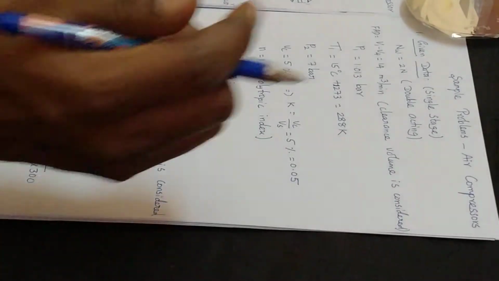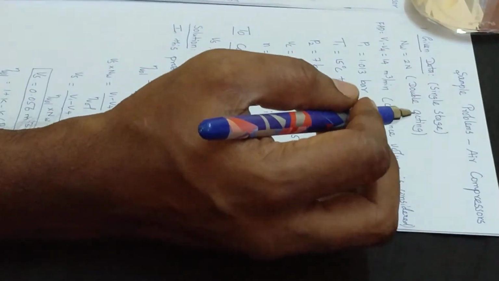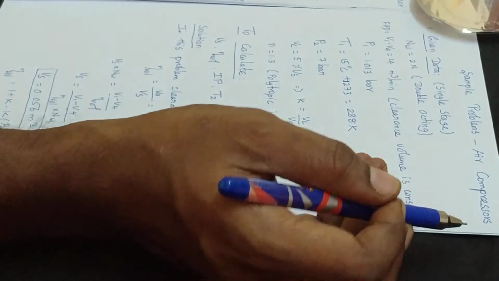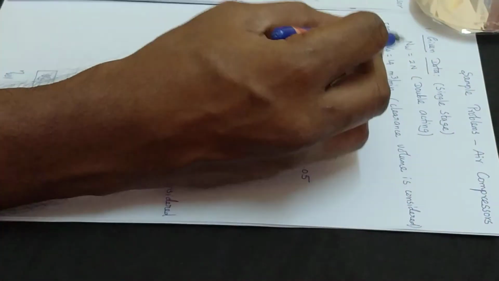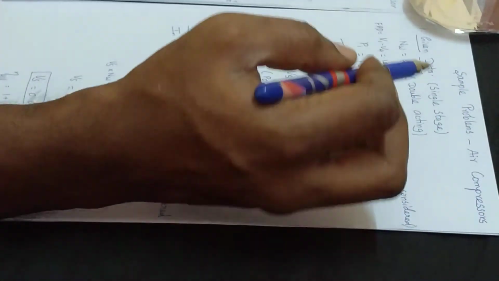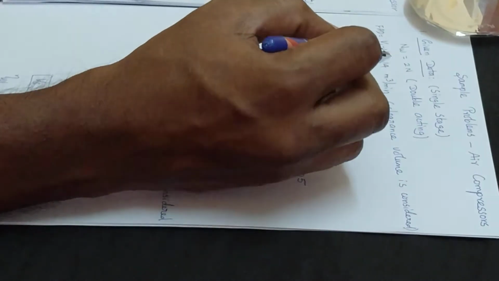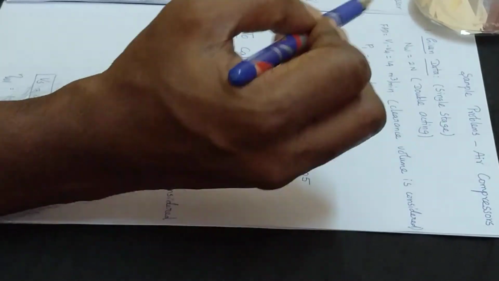Hi students, now we are going to see some sample problems in reciprocating air compressors. First, let us see the given data in the first problem. This problem is regarding single stage double acting compressor.